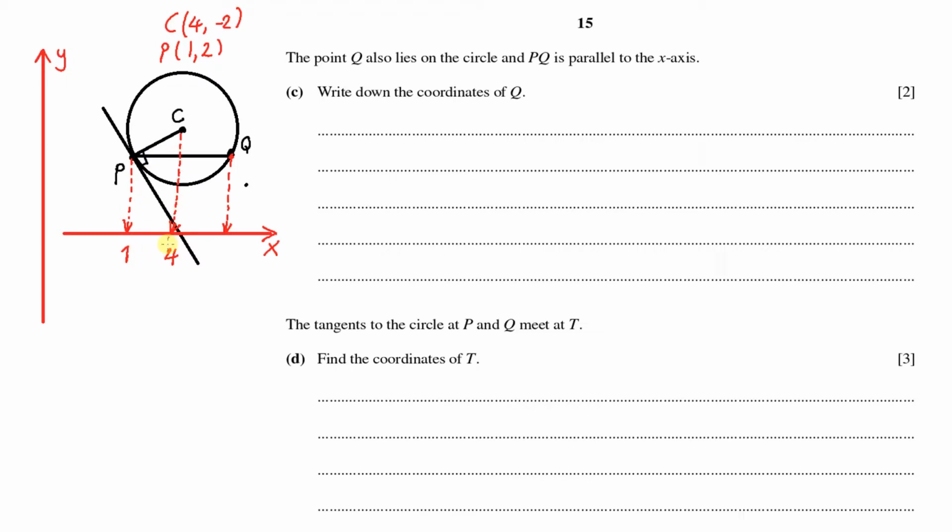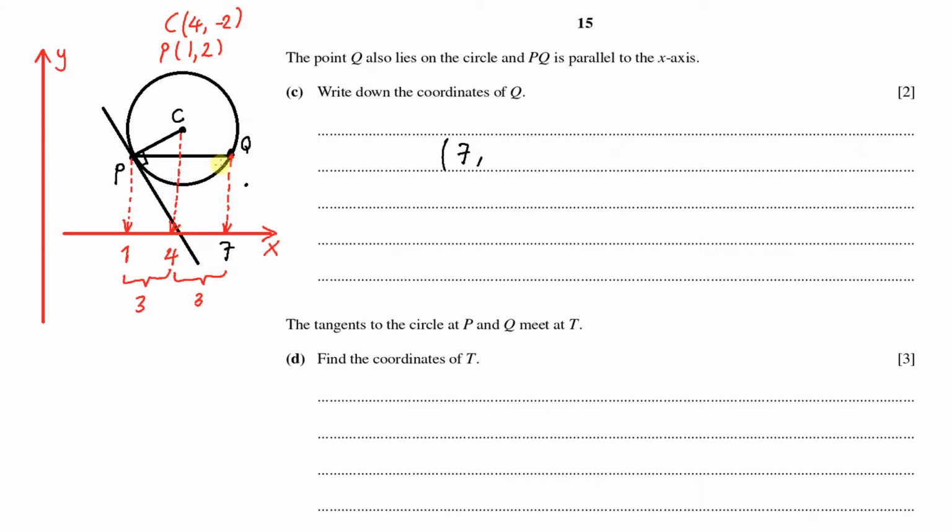So I think just using geometry, the length from 1 to 4, which is 3 units, should also be the length from the x coordinate of C to the x coordinate of Q, which should also be 3. So this means that the x coordinate of Q should come out as 7 here. So the x coordinate is 7.